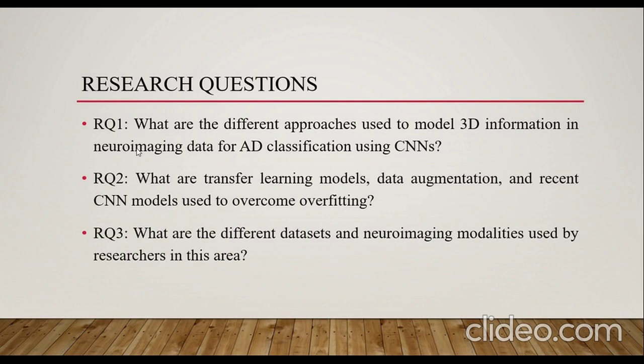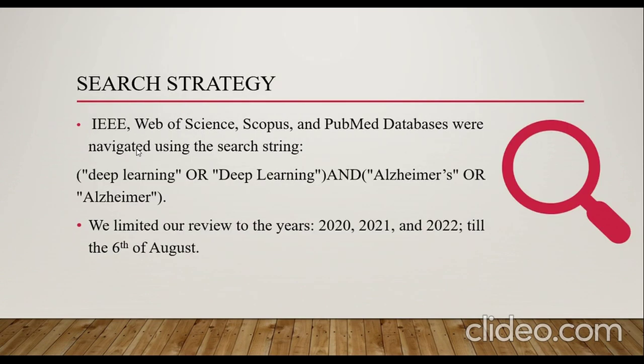We conducted our study to answer the following research questions. The first question is, what are the different approaches used to model 3D information in neuroimaging data for AD classification using CNNs? Second, what are the transfer learning models, data augmentation, and recent CNN models used to overcome overfitting? The third question is, what are the different data sets and neuroimaging modalities used by the researchers in this area?